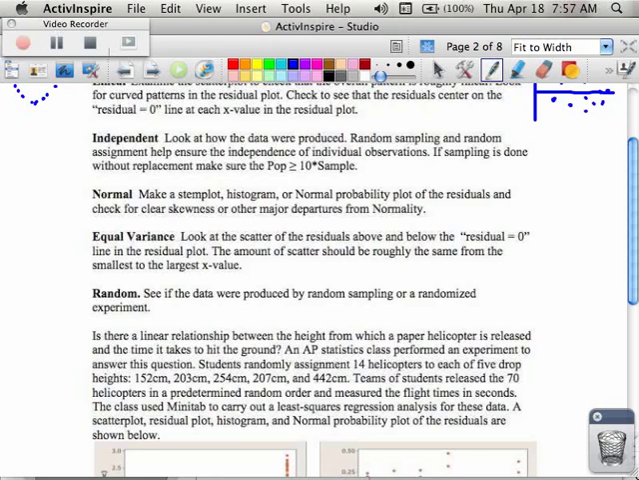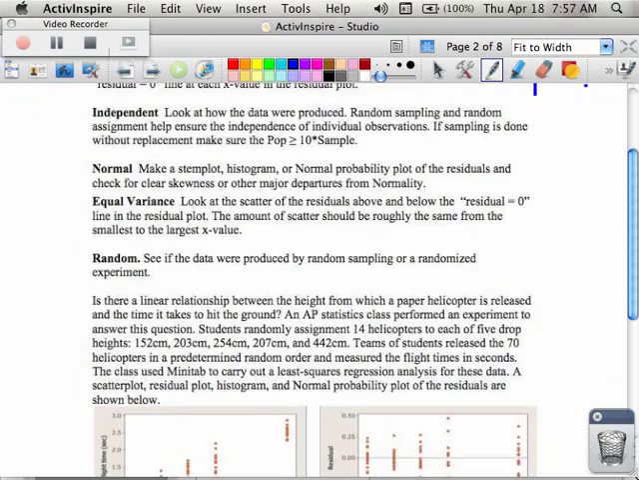So the same value that you're above that horizontal y equals 0 line should be the same total as below. That's what they're talking about. And the amount of the scatter should be roughly the same from smallest to largest values of x. So you don't want one way up and one close to the line, that kind of thing. And random, of course, you're talking about a random selection, which in pretty much every single problem we've ever done, they actually state right in the problem.